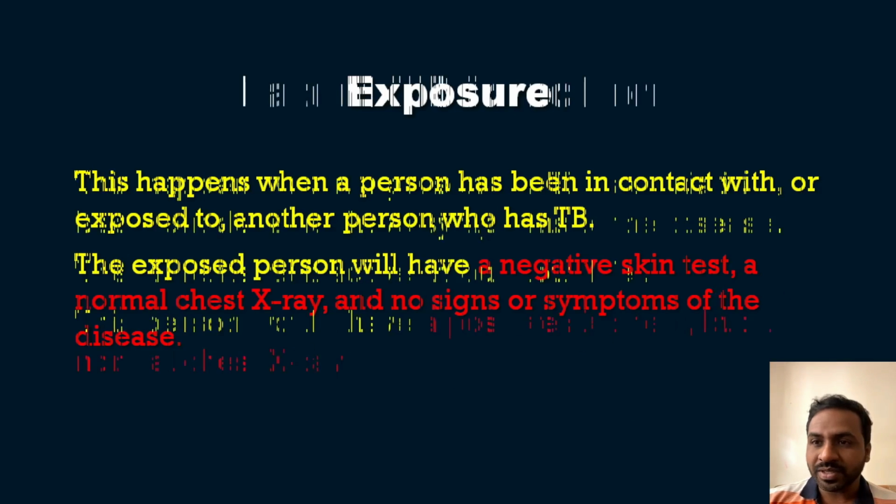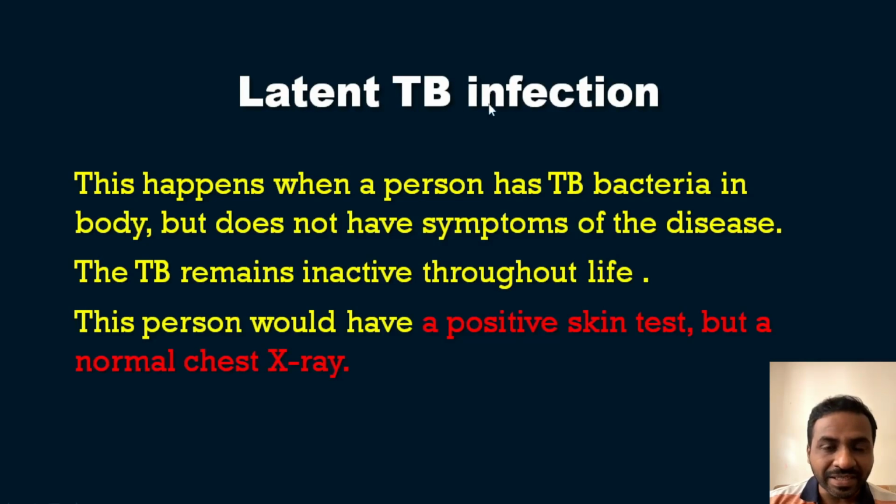The second stage is latent TB infection. This happens when a person has TB bacteria in his body, but he does not have any symptoms of the disease. The TB remains inactive throughout his life, and this person would have a positive skin test but a normal chest x-ray. That is the difference between exposure and latent infection. Here the skin test will be positive but the chest x-ray will be normal, and the TB bacterium will be inactive throughout his lifespan.